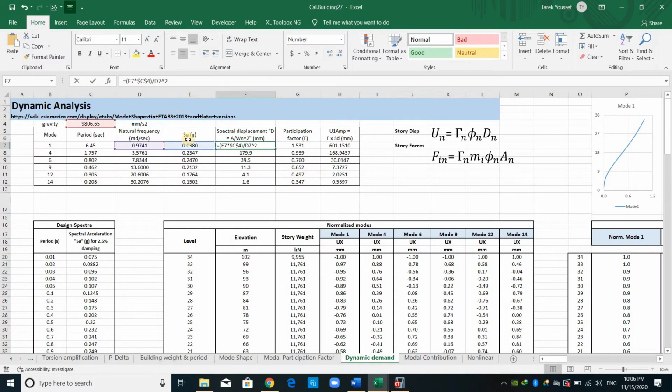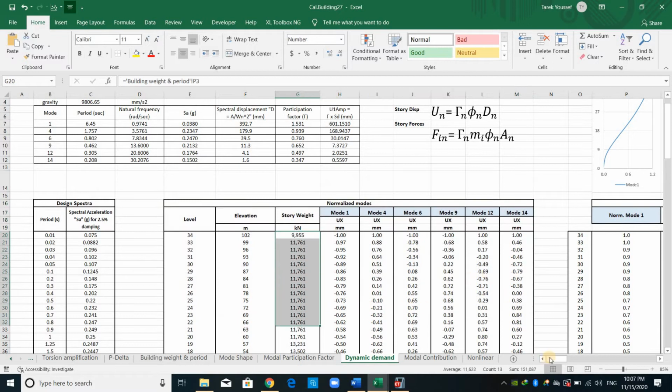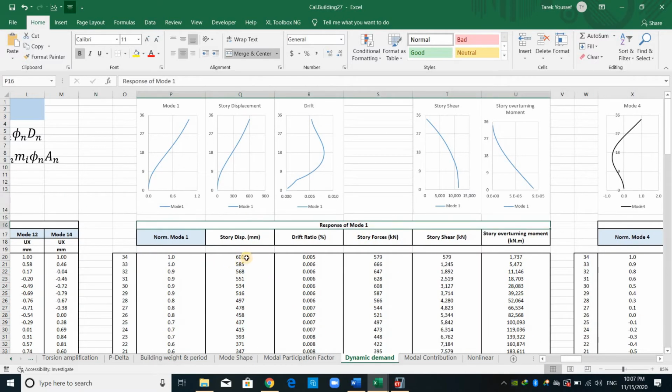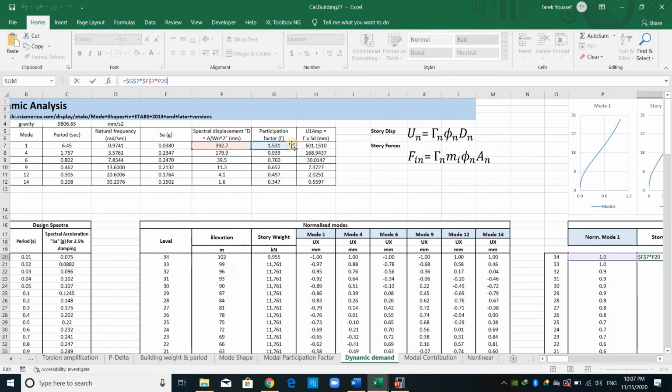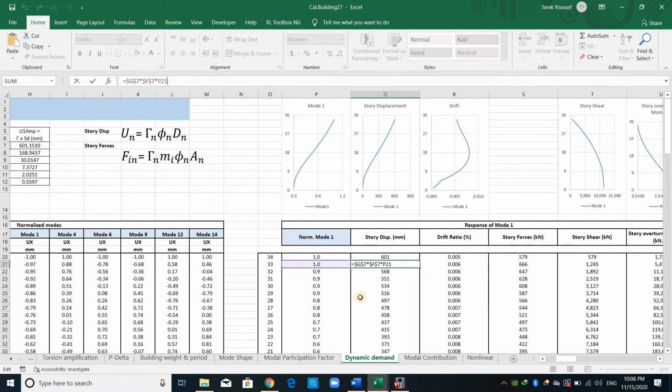And the spectral displacement is equal to acceleration divided by natural frequency. And those are the participation factors that I have computed before in this sheet. And finally, the modal amplitude is equal to participation factor multiplied by spectral displacement. In this table, I have put the normalized mode and here the weight of each story. And here I have computed the response of the first mode. For example, the story displacement here is equal to the mode shape multiplied by participation factor multiplied by the spectral displacement. Please make sure about the units.